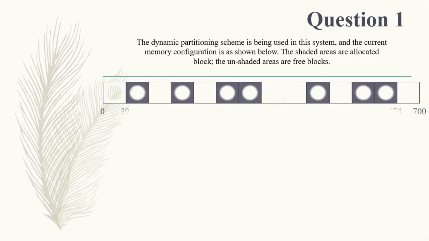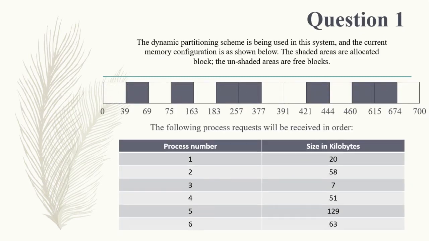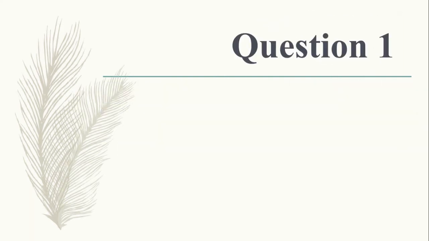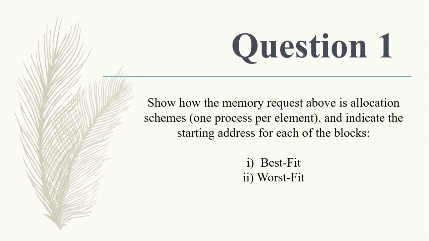For question 1, a dynamic partitioning scheme is being used in the system, and the current memory configuration is as shown below. The shaded areas are allocated blocks, while the unshaded areas are free blocks. So, we are going to show how the memory requests above are allocated using the allocation schemes, one process per element, and indicate the starting address for each of the blocks, which are best fit and worst fit. Let's start with best fit.